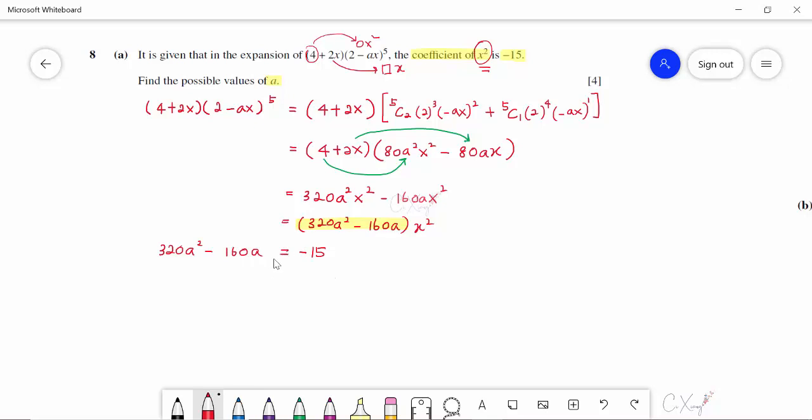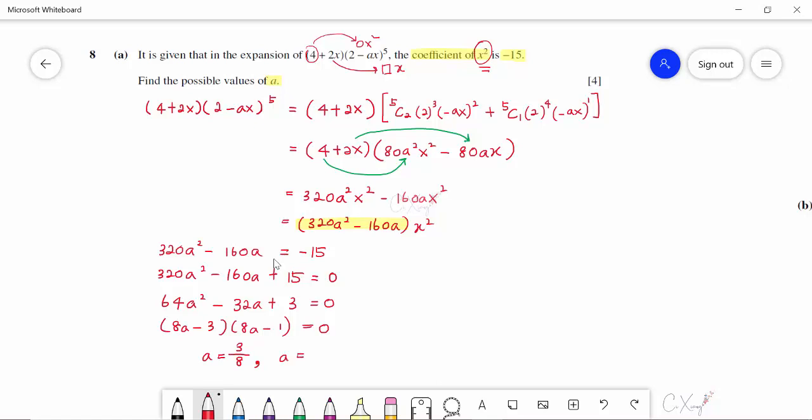And again, if you have a look in detail, you will realize that it is actually a quadratic equation. Okay, but before I factorize it, maybe I can simplify it first. Okay, then you try to factorize it from here. And therefore you try to solve for a. So you have two possible values of a, which is 3 over 8, and another one will be 1 over 8. All right, so this is how we actually get the values of a.